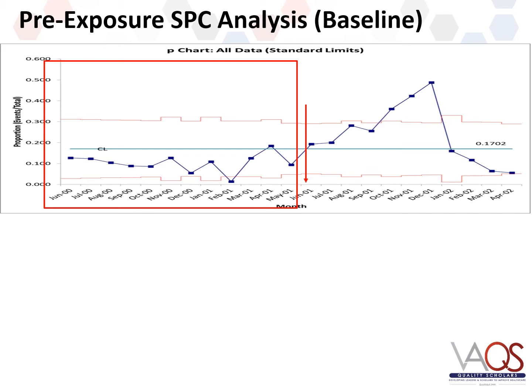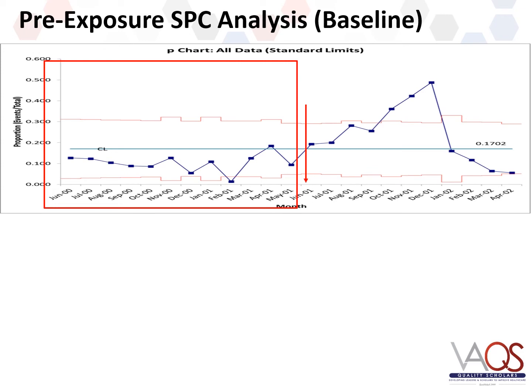Second, let's examine to see if we can reasonably conclude that the intervention or exposure is not present during the baseline period shown in the red box. Because the exposure, the new scopes, shown by the red arrow occurred after the baseline period, we can reasonably conclude that the baseline period is free of the exposure effect.